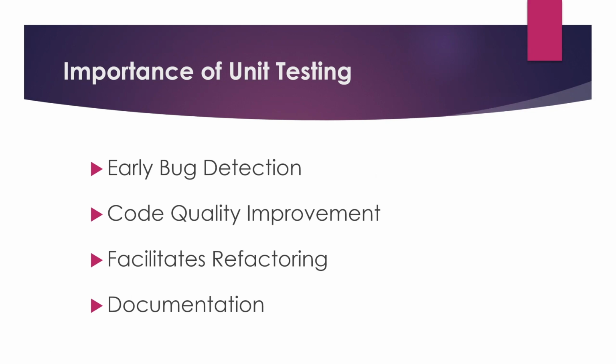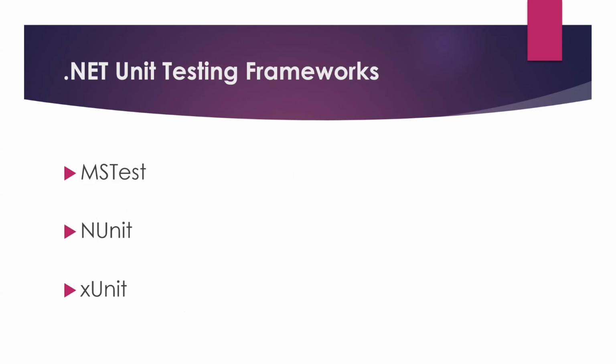Documentation. Unit tests serve as a practical form of documentation. They demonstrate how each component is intended to work, making it easier for new team members to understand the code base. There are mainly three .NET unit testing frameworks: MSTest, NUnit, and xUnit. Here I am going to discuss about xUnit. In this session, I shall explain how to unit test a class library project using xUnit.